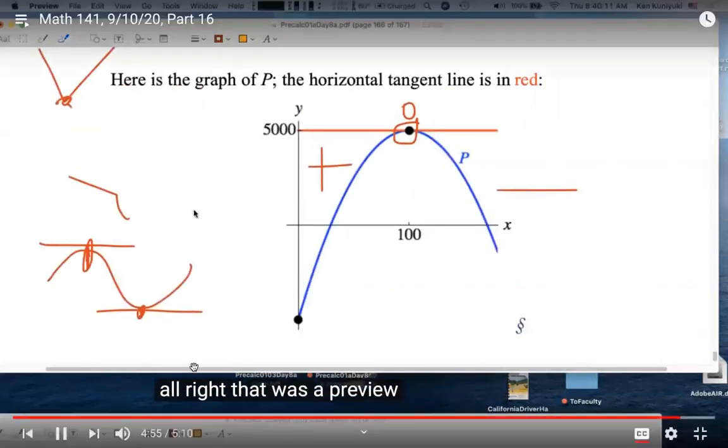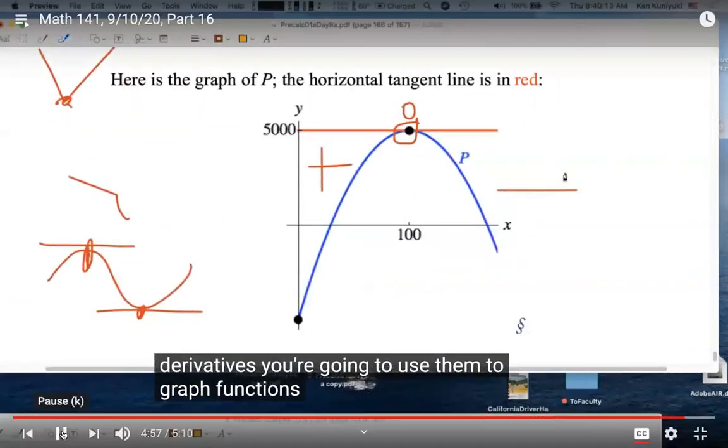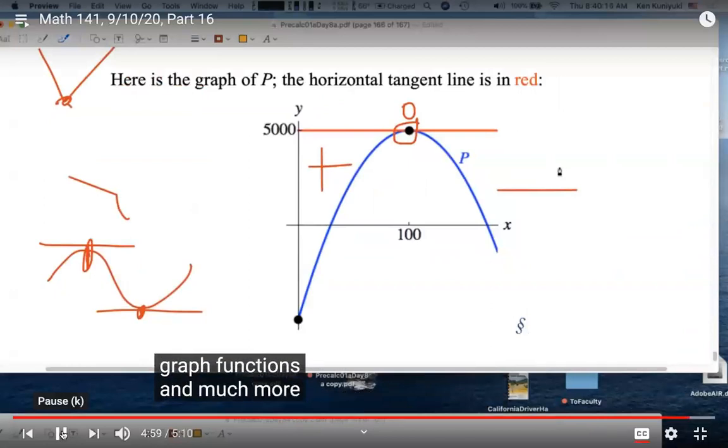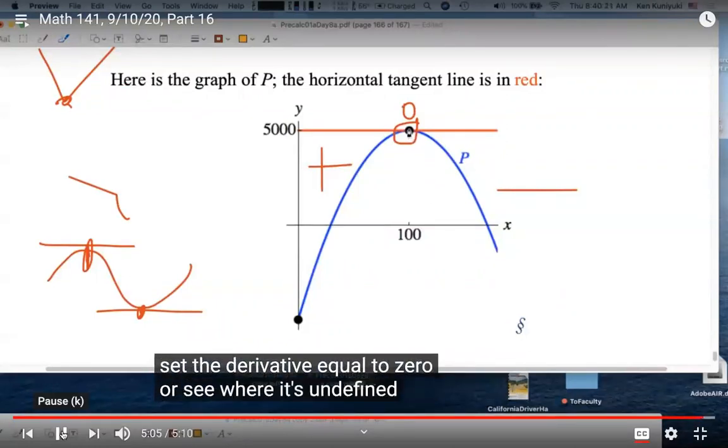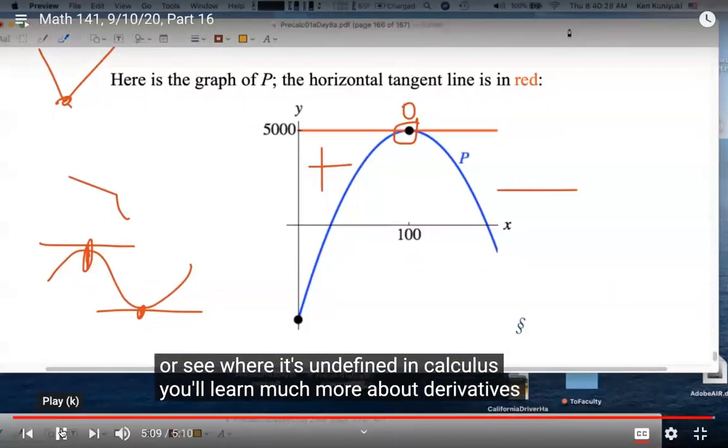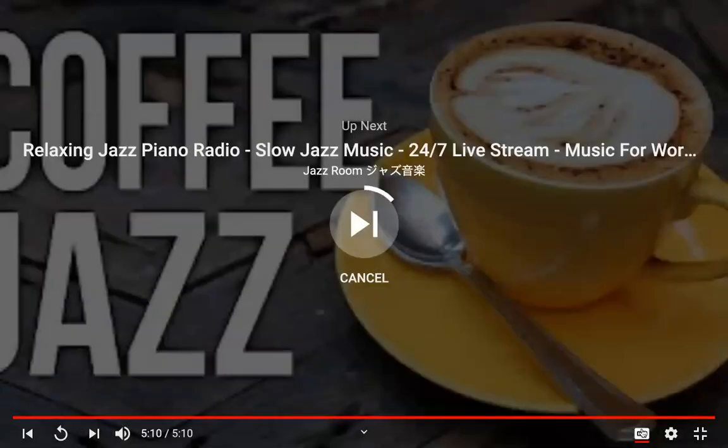All right, that was a preview of derivatives. You're going to use them to graph functions and much more. To find out where you can get local max or min points, you set the derivative equal to 0 or see where it's undefined. In calculus, you'll learn much more about derivatives. All right, well, that's that. That's chapter 1.